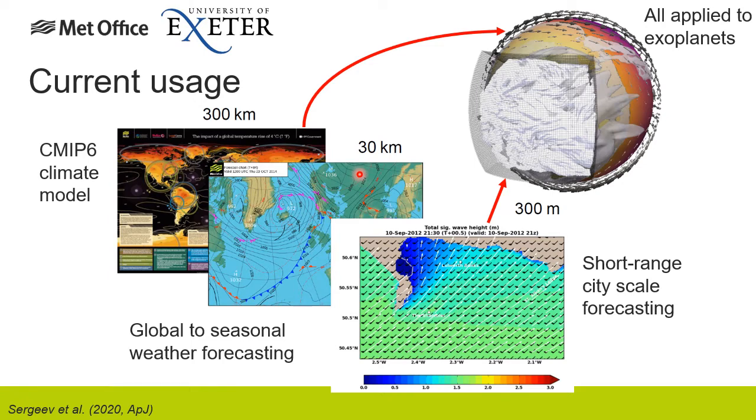And then we can step down another order of magnitude or two to the hundreds of metre scale where we run very high resolution detailed forecasts for city scale forecasting and bespoke weather events. So this example here is one from the sailing events of the 2012 Olympics, showing the Weymouth Harbour area where these events were held. What we can then do is apply all of this to exoplanets.